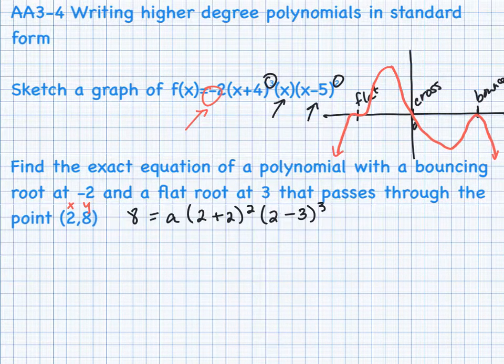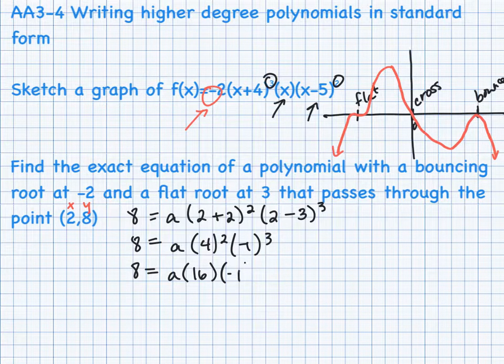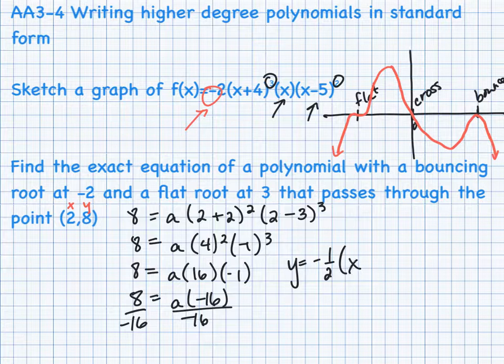Then I'm going to simplify and solve, and this was in AA3-3, what we did last class. So we've got 4 squared times negative 1 to the third. So 8 equals a times 16 times negative 1. So 8 equals a times negative 16. Divide both sides by negative 16. And that reduces to negative 1/2. So negative 1/2 times x plus 2 squared times x minus 3 to the third. So that's my exact equation. That's the other new skill that you're going to be tested on Friday.